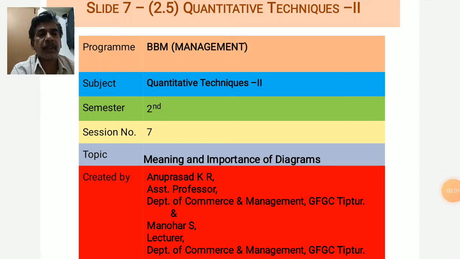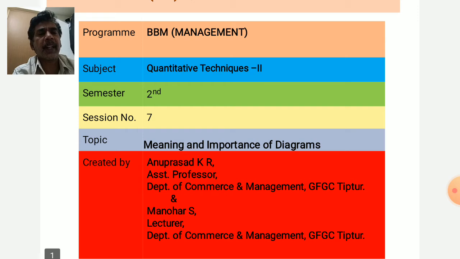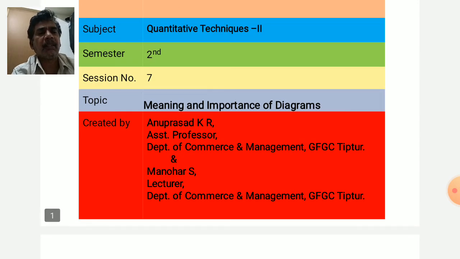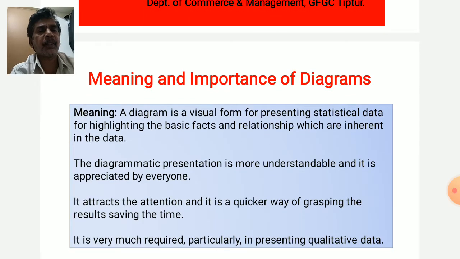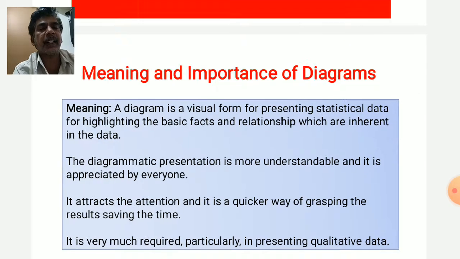Dear students, in this session, we shall discuss the meaning and importance of diagrams. So, a diagram is a statistical tool which is used for representing or presenting statistical information. It is a widely used method of presenting statistical data.